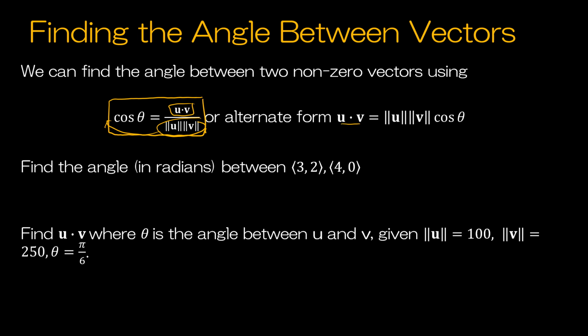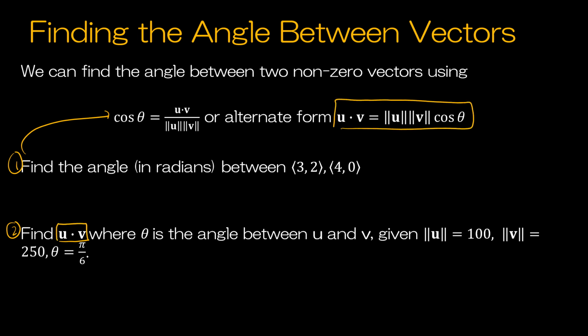Now, why do they have an alternate form? Because if you're going to solve a question like number 1, you're going to use the first form. But if you have a question like number 2 where it says find u dot v, well then, of course, we're going to use the one where u dot v is already isolated. So let's take a look at our first question. We're finding an angle in radians between two vectors.